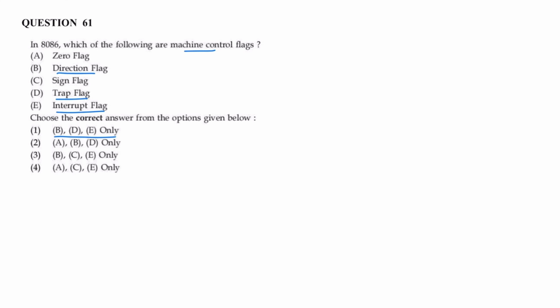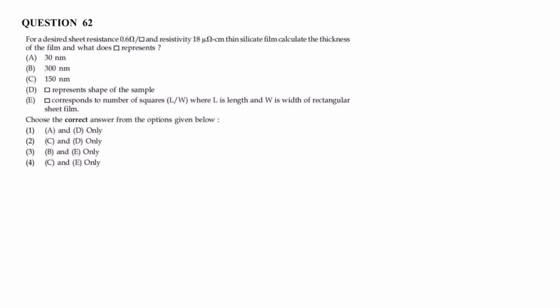Next question. For a desired sheet resistance Rsh of 0.6 ohm per square and resistivity rho of 18 micro ohm centimeter thin silicide film, calculate the thickness of the film.